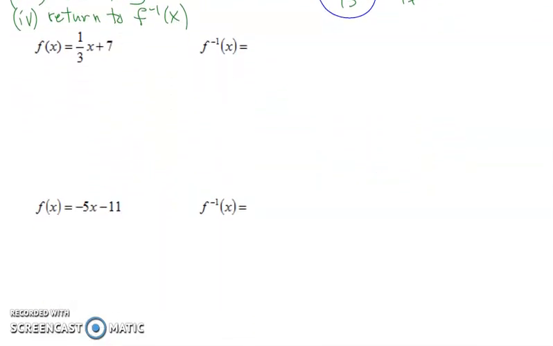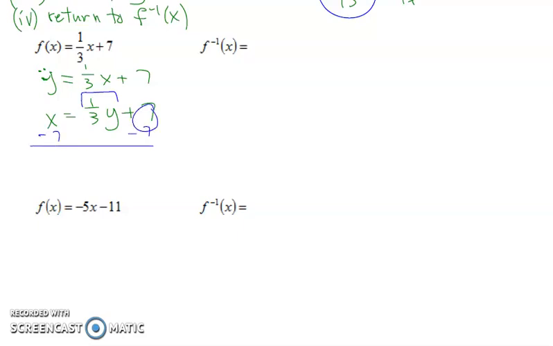Problem number 2. Again, we're going to use the same steps. So first step is to replace f of x with y. Second step is to switch the x and the y. Third step is to solve for y. Again, we're going to take care of this piece last. So we're going to take care of the addition problem first by subtracting. So x minus 7 is equal to 1/3 y.